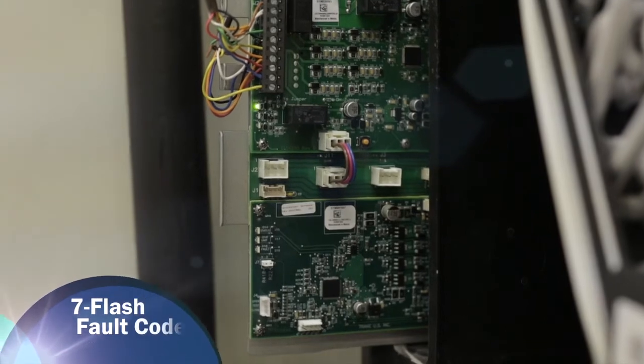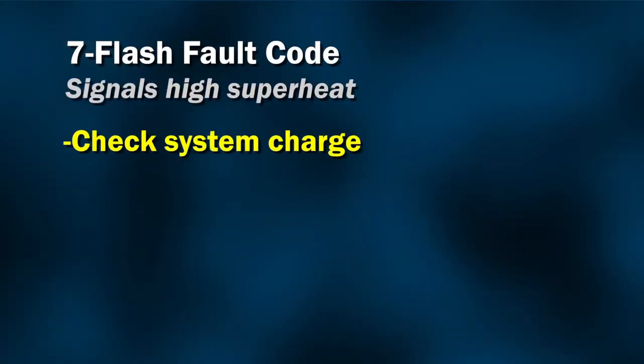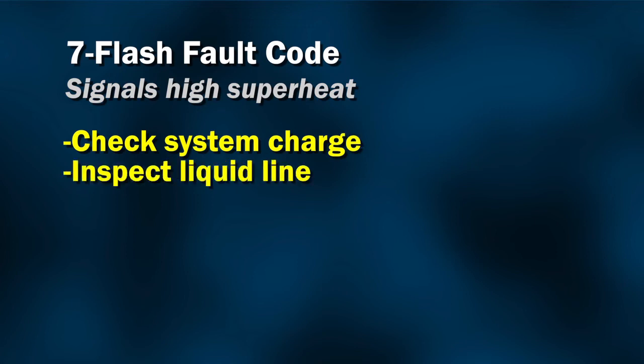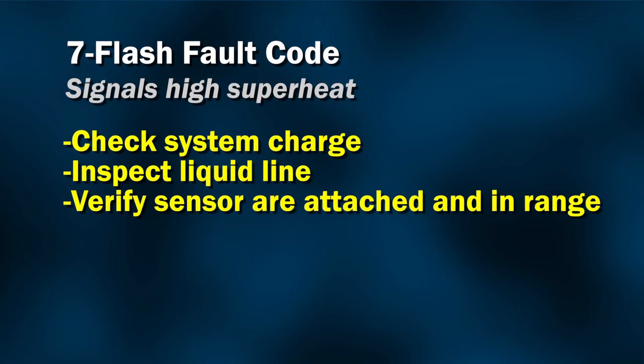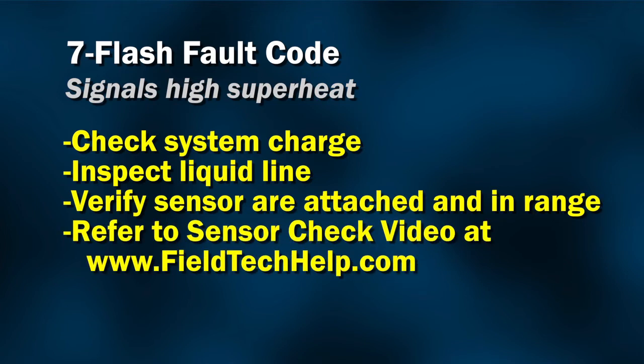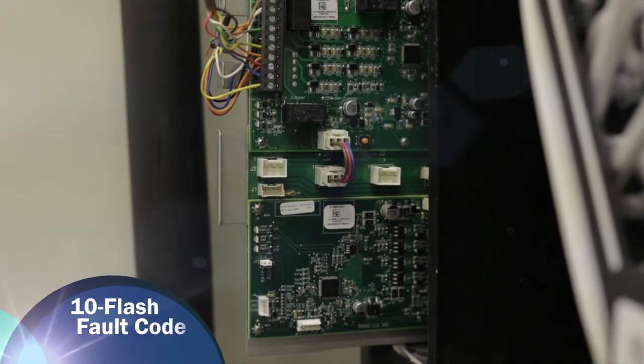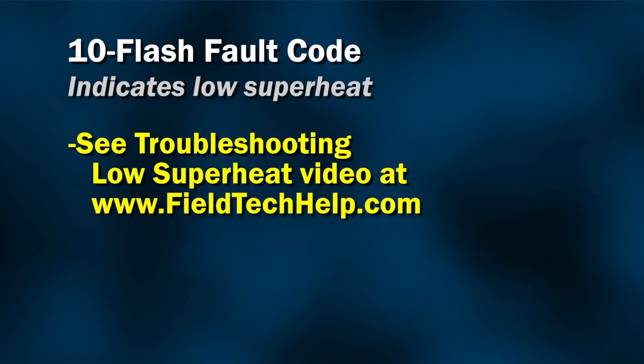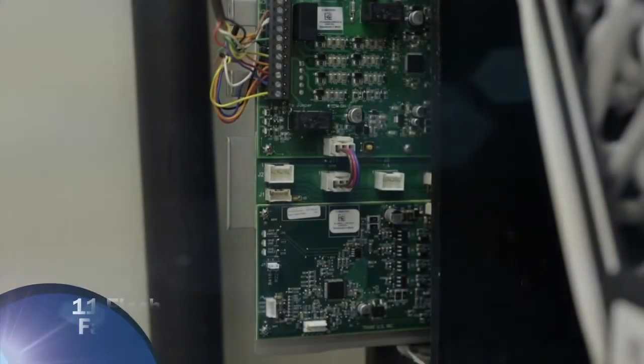7-flash fault code. A 7-flash fault code signals high superheat. Check the system charge, inspect the liquid line for potential restrictions, and verify that the sensors are attached and within range. For more information on the sensors, refer to the sensor check video at www.FieldTechHelp.com. 10-flash fault code. A 10-flash fault code indicates low superheat. Refer to the Troubleshooting Low Superheat video at www.FieldTechHelp.com for diagnostic procedures.